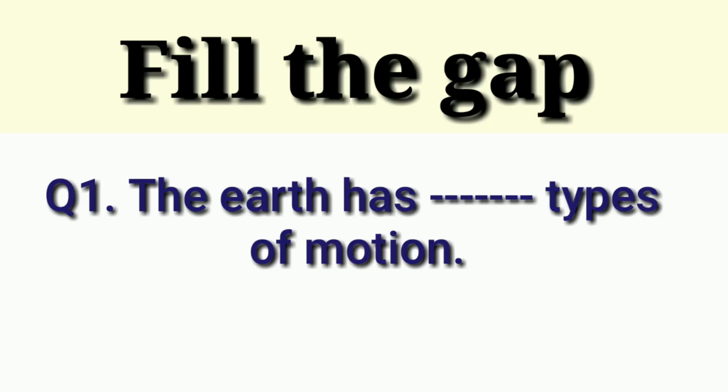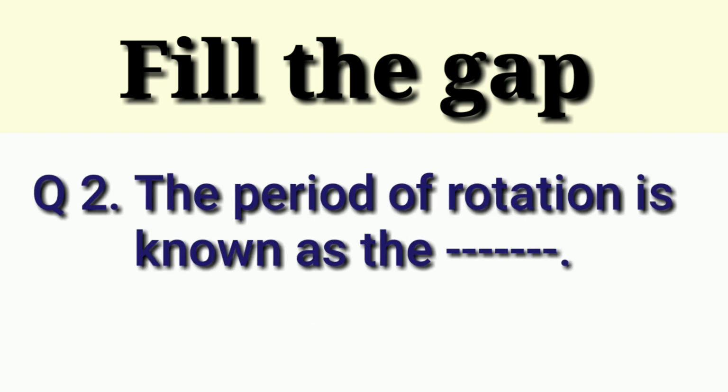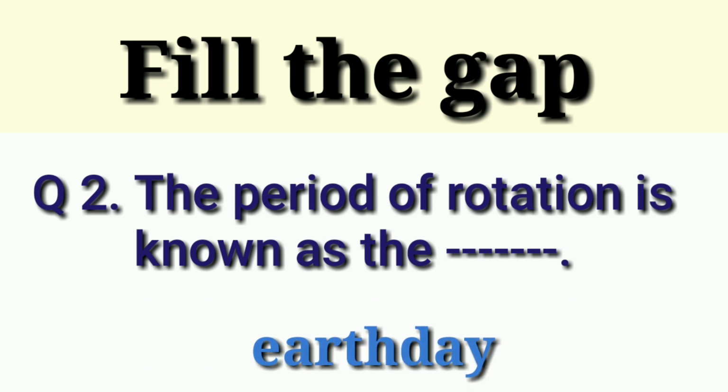First question is, the earth has dash types of motion. Answer is 2. Earth has 2 types of motion. Next question is, the period of rotation is known as the dash. Answer is Earth Day.